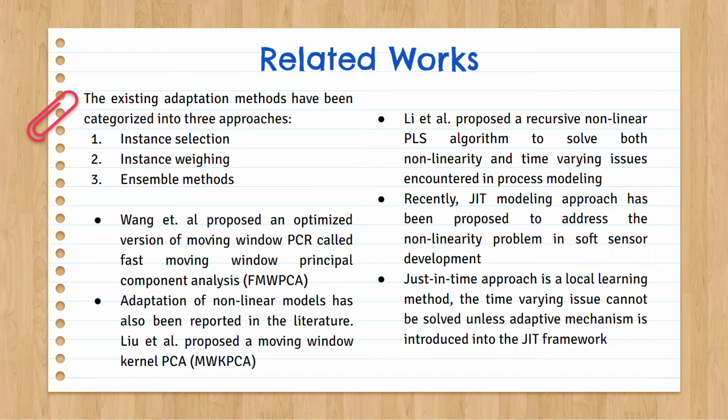Adaptation of nonlinear models has also been reported in the literature. Liu et al. proposed a moving window kernel PCA. Li et al. proposed a recursive nonlinear partial least squares algorithm to solve both nonlinearity and time varying issues encountered in process modeling. Recently, just-in-time modeling approach has been proposed to address the nonlinearity problem in soft sensor development. Just-in-time approach is a local learning method. The time varying issue cannot be solved unless adaptive mechanism is introduced into the just-in-time framework.